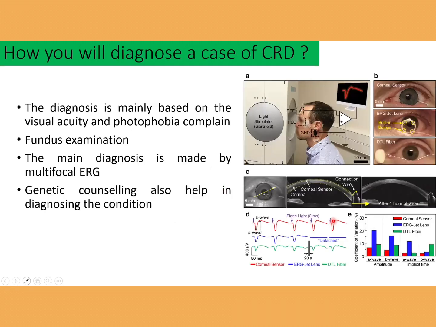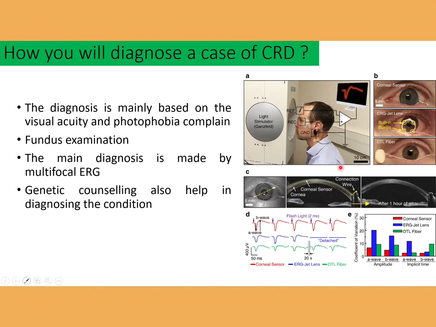How will you diagnose a case of cone rod dystrophy? The diagnosis is mainly based on the patient's complaint and history. The patient complains of gradual visual field loss as well as photophobia. In fundus examination, you will see macular atrophy as well as atrophic patches in the periphery of the retina also. The main diagnosis is made by multifocal ERG, and genetic counseling also helps very much in diagnosing this condition. This is the ERG procedure performed in this picture.